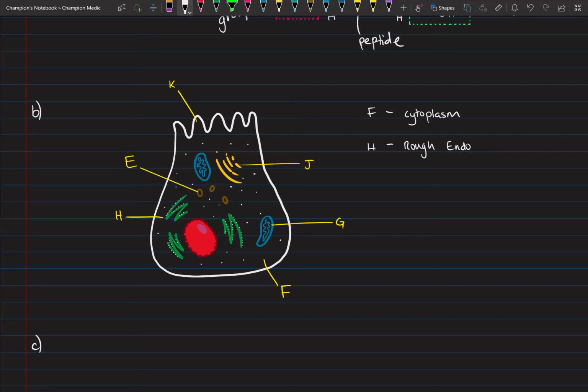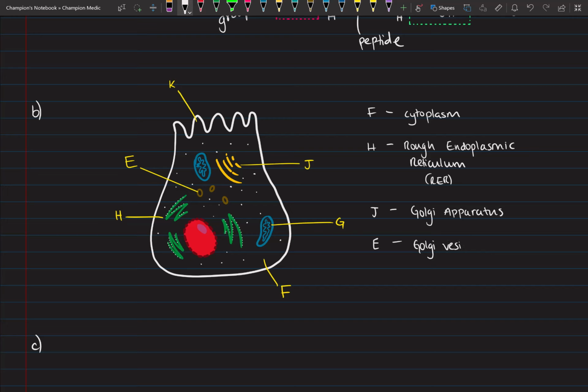It's called the rough endoplasmic reticulum because it has ribosomes on the surface of it, and those ribosomes are involved in protein synthesis. After H, the protein is then transported into J, which is the Golgi apparatus, and at the Golgi apparatus, it processes and packages new lipids and proteins. And then from J it goes to E. E is a part of J, but it's known as the Golgi vesicle.